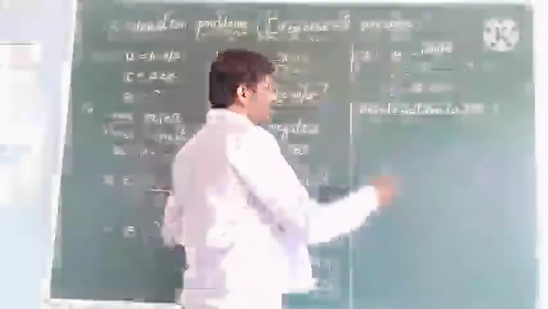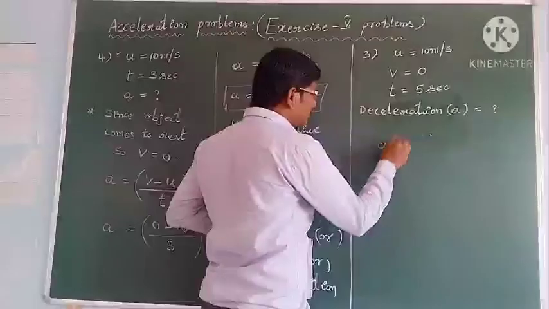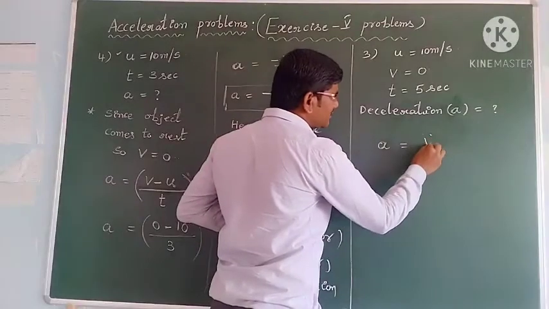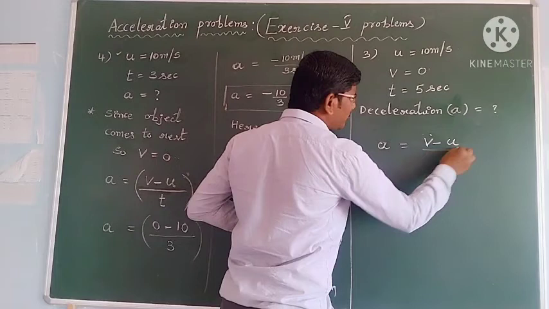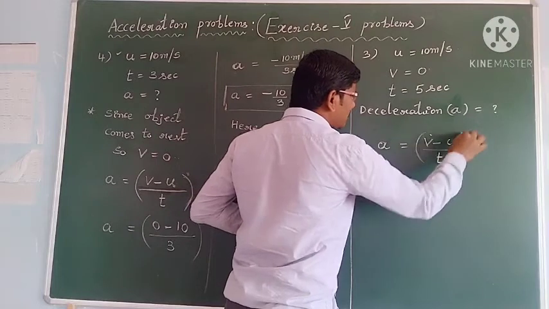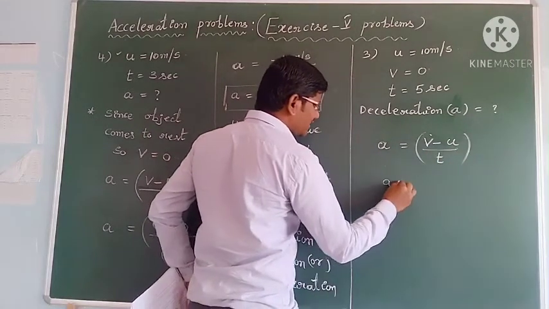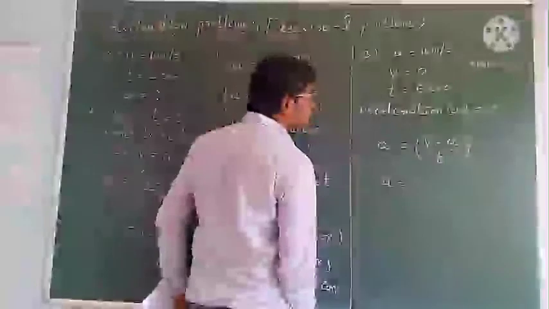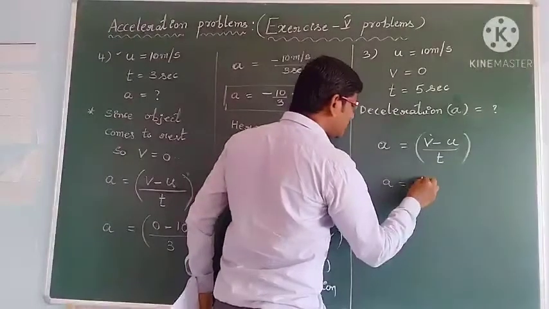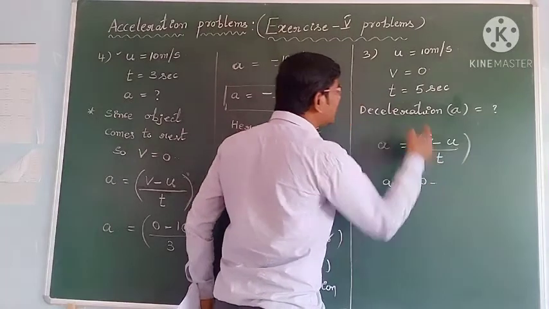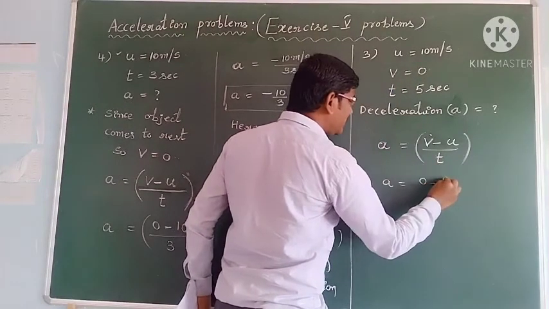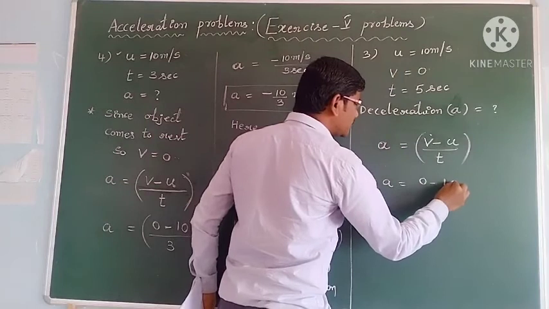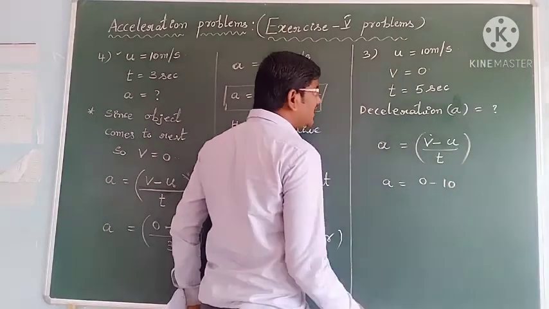Okay students, then a is equal to, what will you write? The formula is v minus u by t. Then a is equal to v value 0, minus u value 10, by the t value.